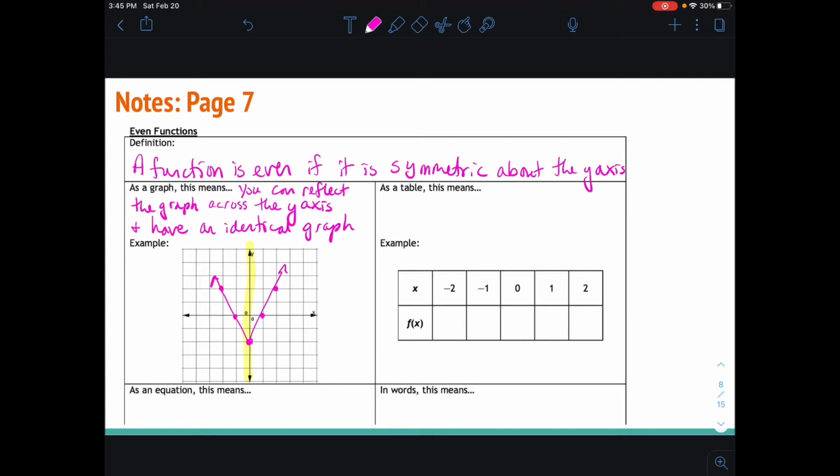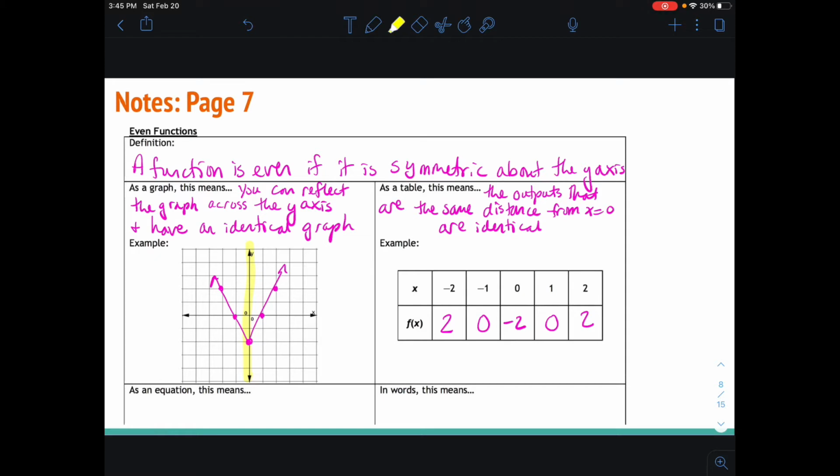Now, as a table, what does this mean? So I'm going to give you some values to fill in here. And let's say this is -2. So as a table, what does this mean? This means the outputs that are the same distance from x equals 0 are identical.